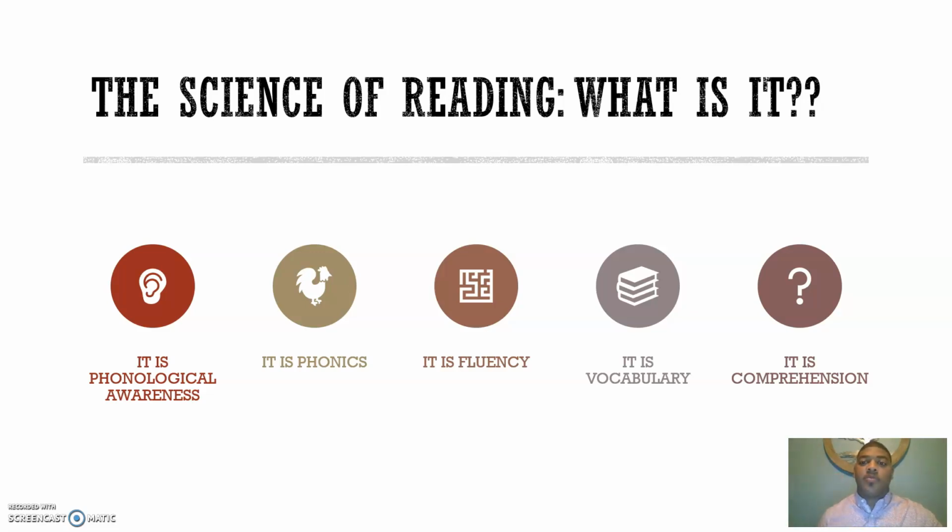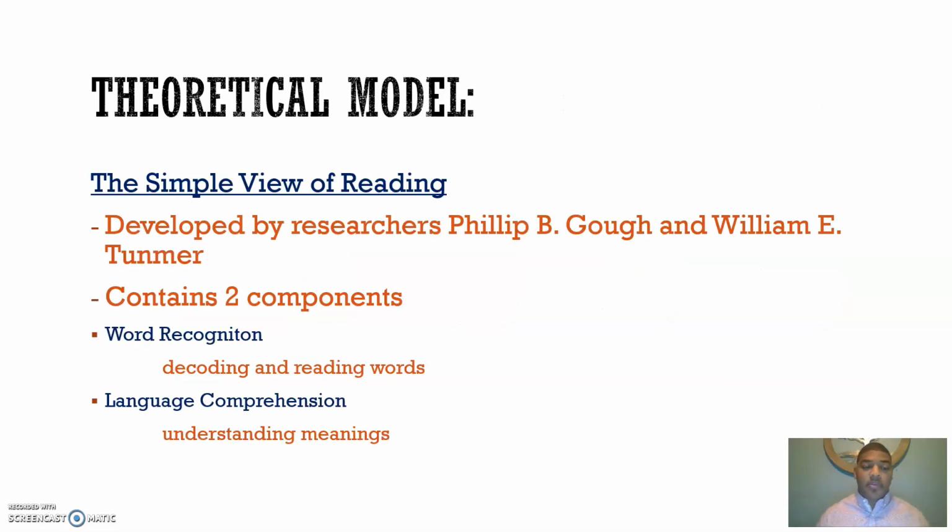Okay, the science of reading. What is it? Well, it's a few different things. It is phonological awareness, it is phonics, it's fluency, and it's vocabulary. All of these components are set up to work together to make the end result come to the conclusion of comprehension. That's pretty much what the basis of science of reading is all about. All of these things, phonological awareness, phonics, fluency, and vocabulary, working together to bring an end result of comprehension, building skilled readers.